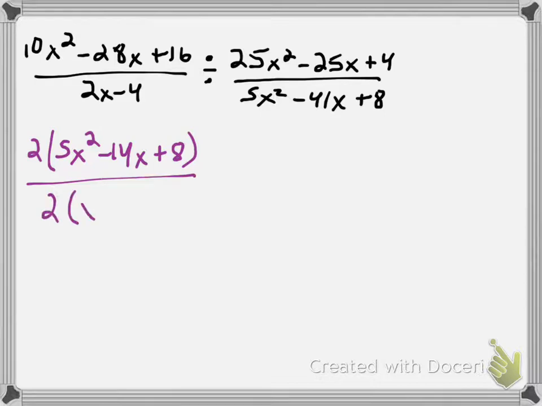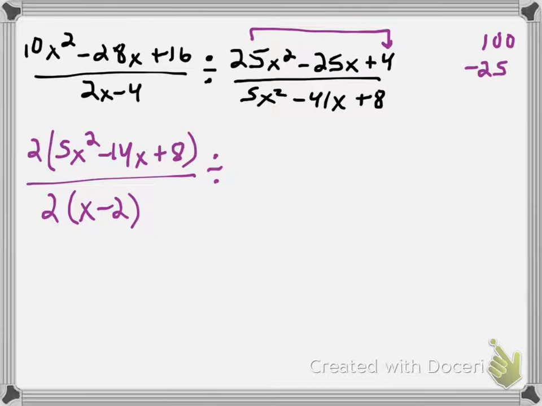And a 2 here leaves me with x minus 2 divided by. None of those factors have a greatest common factor, so I'm going to go ahead and step to the AC method. So 25 times 4 is 100. I'm looking for two numbers that multiply to give me 100 and add to give me negative 25. Well, I know that that is negative 20 and negative 5.